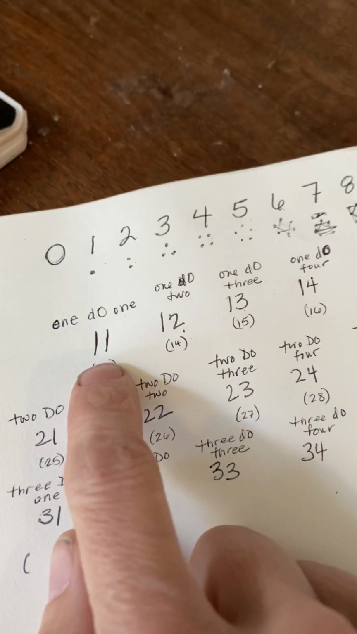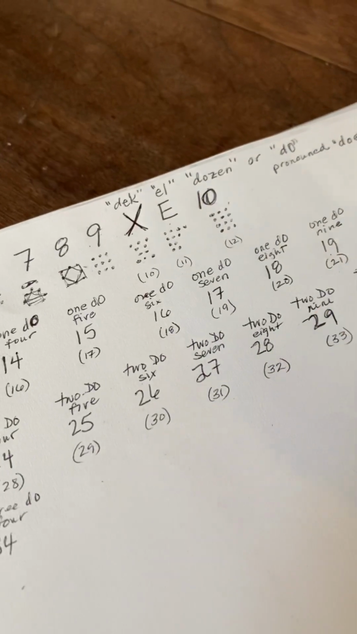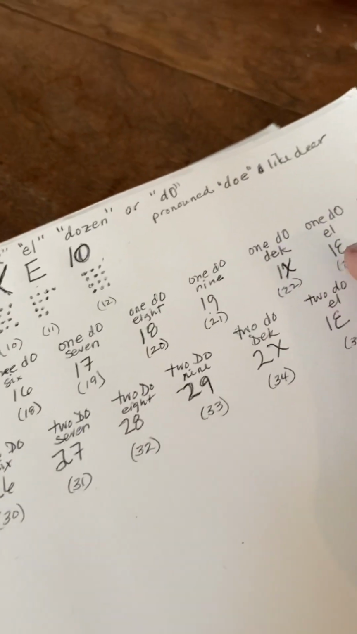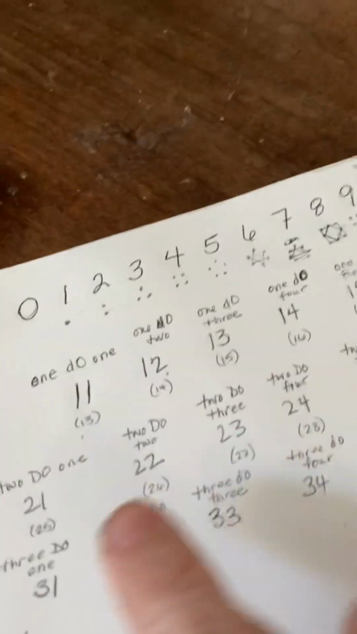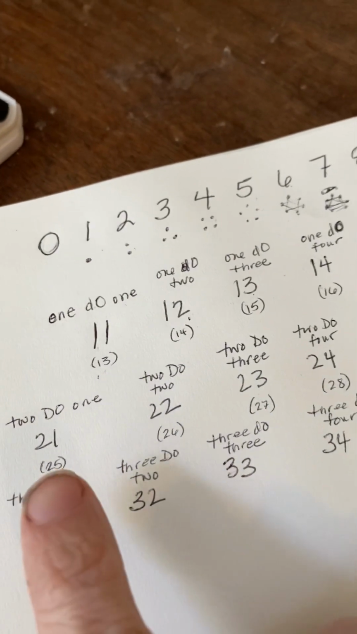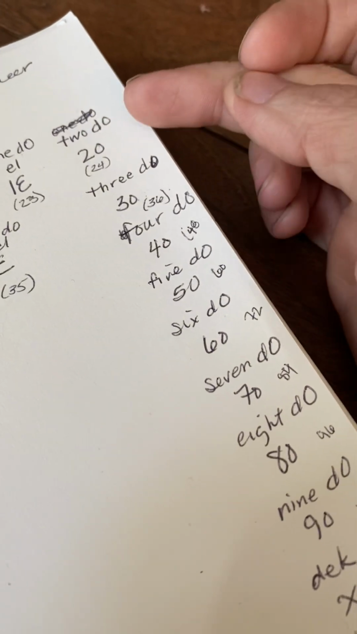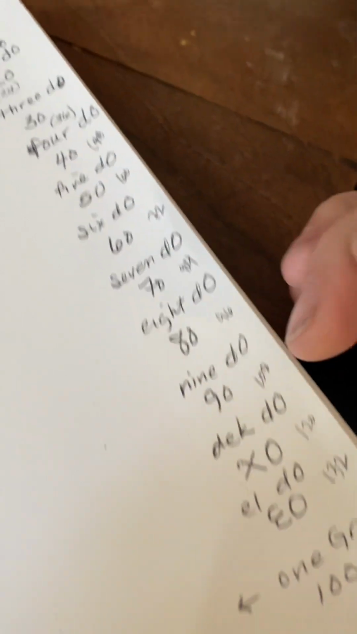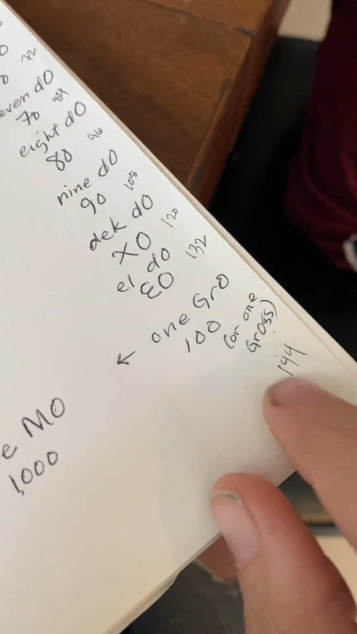Then 1 doe 1, 1 doe 2, 1 doe 3, 1 doe 4, 1 doe 5, or 1 dozen 6, 1 dozen 7, 1 dozen 8, 1 doe 9, 1 doe dec, 1 doe L, 2 doe. Then 2 doe 1, 2 doe 2, 2 dozen 3, 2 dozen 4, 2 dozen 5. But then the tens go like this: 2 doe, or 2 dozen, 3 doe, 4 doe, 5 doe, 6 doe, 7 doe, 8 doe, 9 doe, dec doe, L doe, and then 1 grow, which is 1 gross.